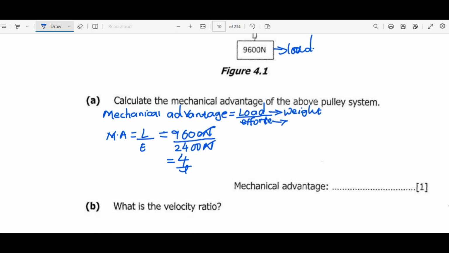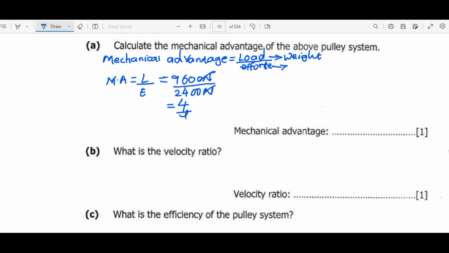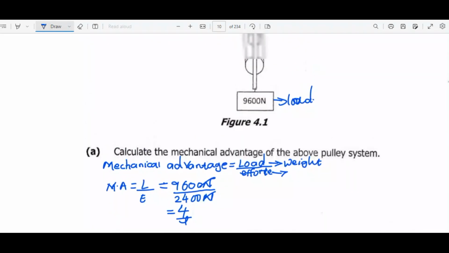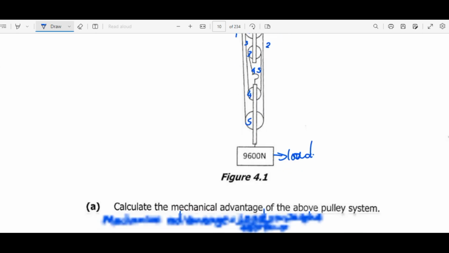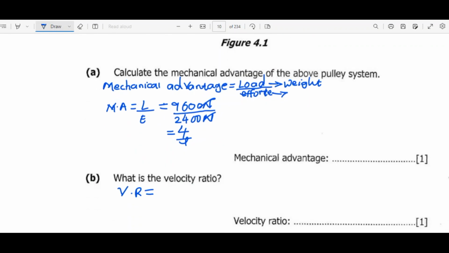Right, now we move on to question B. Under question B, we just want the velocity ratio. For this one, you just have to count the number of ropes. The first one, second one, third one, fourth one, fifth one. Or if you want, we can just count the circles: 1, 2, 3, 4, 5. So the VR is 5.